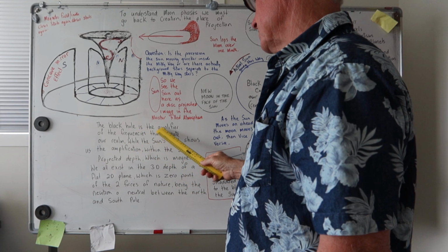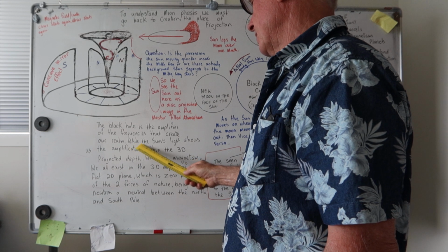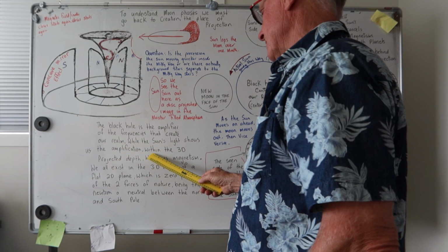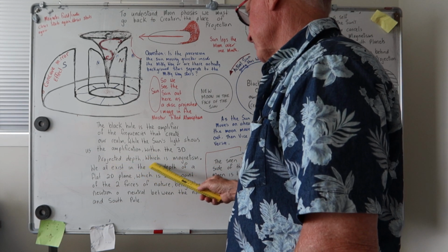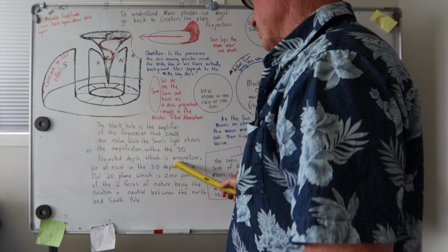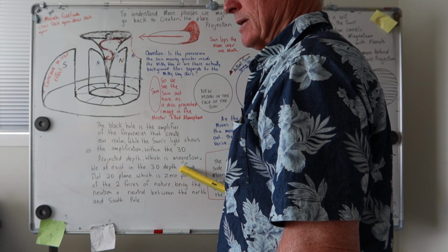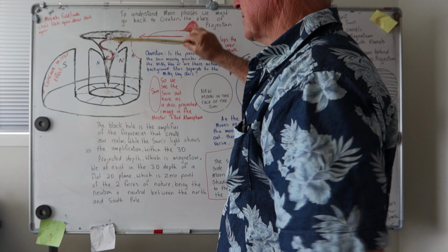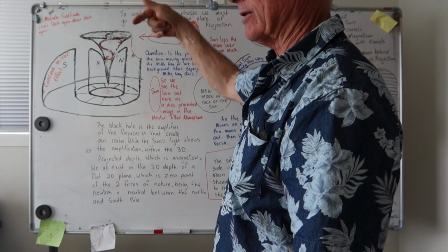The black hole is the amplifier of the frequencies that create our realm, while the sun's light shows us the amplification, the 3D depth, within the 3D projected depth, which is magnetism. It's all magnetism. Gravity is magnetism. Gravity is just the same as the inertial plane. The two forces of nature coming together. So if you try to escape, you're going to fall back down to the plane of inertia.